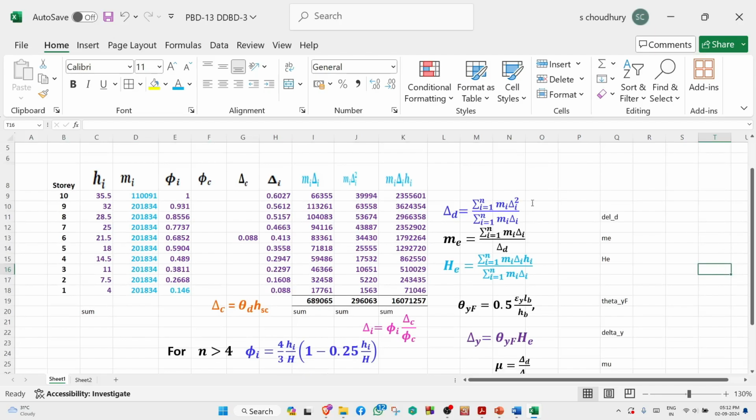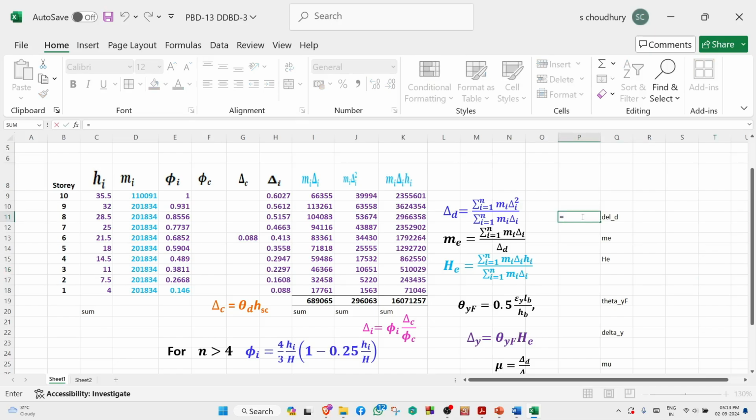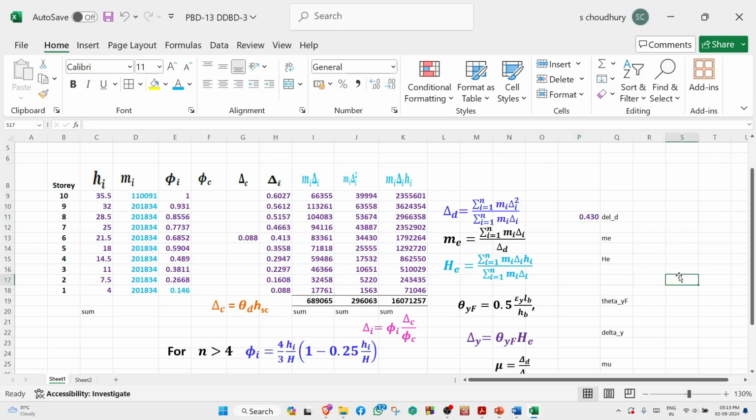Now we have to find out the delta D. So delta D is the summation of mi delta I square divided by the summation of mi delta I. So it is very easy to find now, equal to the summation of mi delta I square, which is this, divided by the summation of mi delta I, which is this. So this is in meter. We don't require perhaps so many decimals. This is the design displacement delta D.